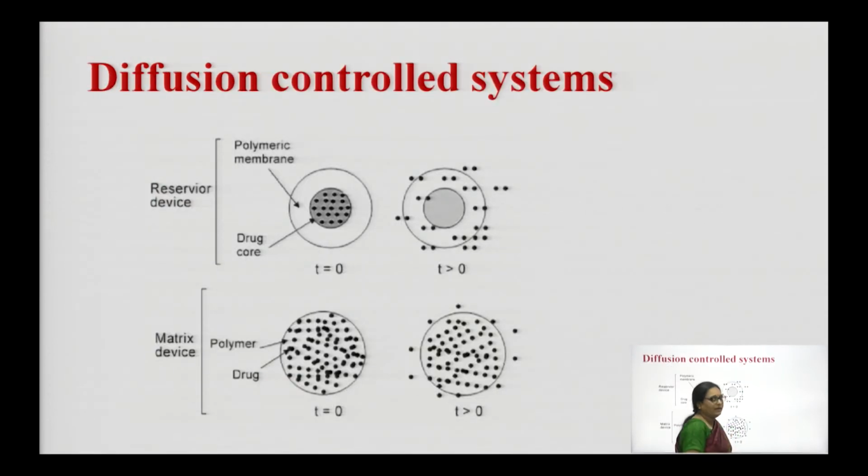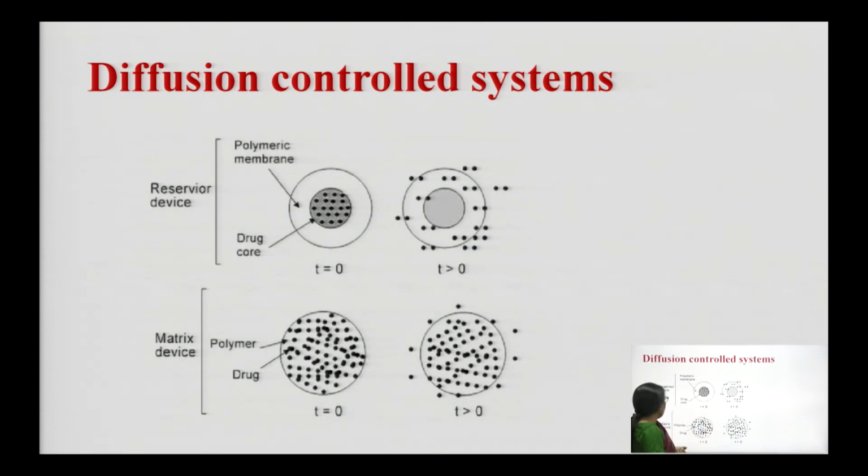You can look at the diagrammatic representations of these systems. Here, the first diagram represents the reservoir type of device, where a drug core is enclosed inside a polymeric membrane, and I said that the thickness of the membrane controls the rate of release of the drug. Now, here you can see in the second diagram, at time 0, this is the state, at time greater than 0 and at any later time, the drug is first diffusing from the core into the membrane, and then from the membrane it is diffusing into the bulk of the medium.